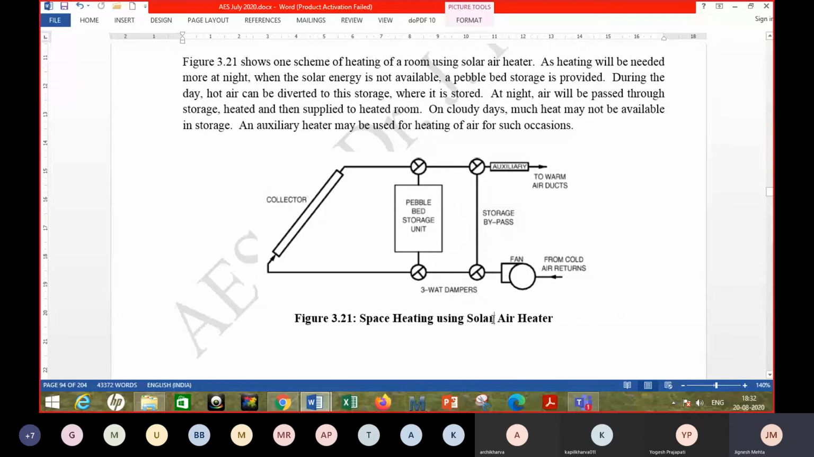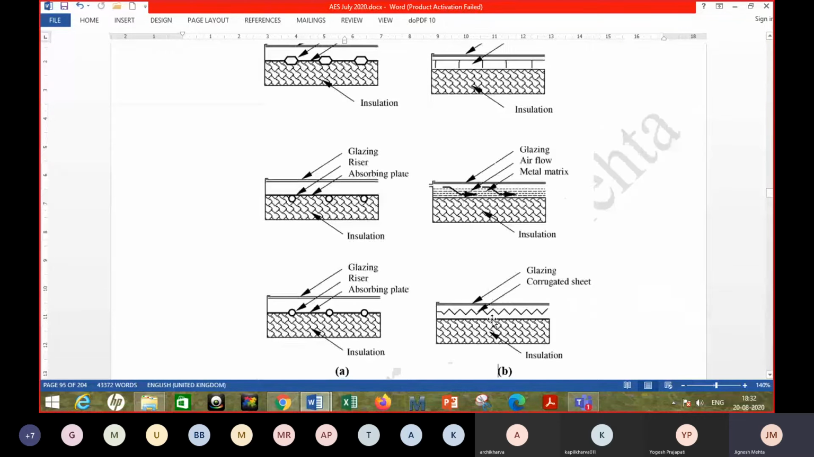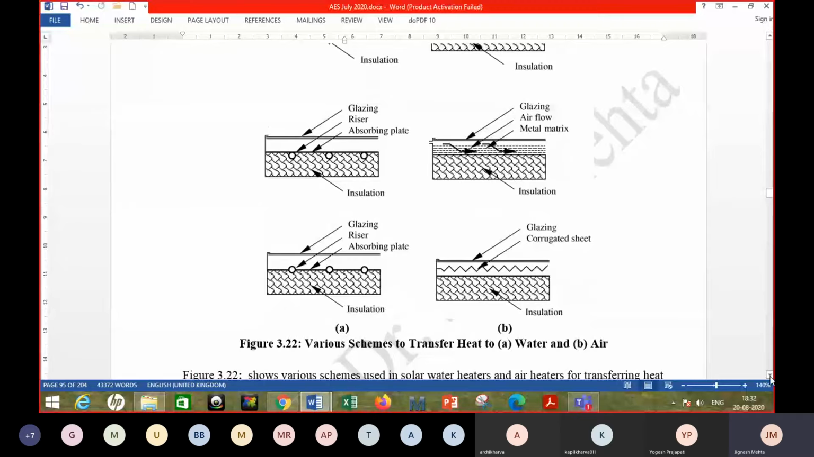Okay. So there is one video that I would like to show you. But before that, let us just discuss these diagrams. So basically there are two columns shown. The column on the left hand side shows different possible configurations of water heating collectors, and the column on the right side shows different possible configurations of air heating collectors.